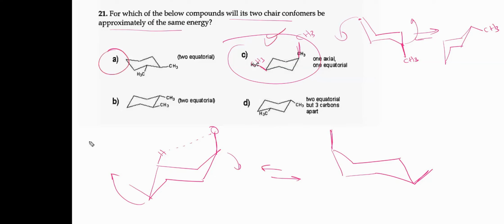Let's take, for example, A. If you draw the other chair conformation, this methyl is going to go axial. Right now, it is equatorial. And this methyl, the way it is drawn, has to be axial. This is equatorial, so this is also going to go axial. So this is going to be a lot more unstable, and this is going to be a lot more stable, which makes these two different energies, whereas for C, they are the same energy.